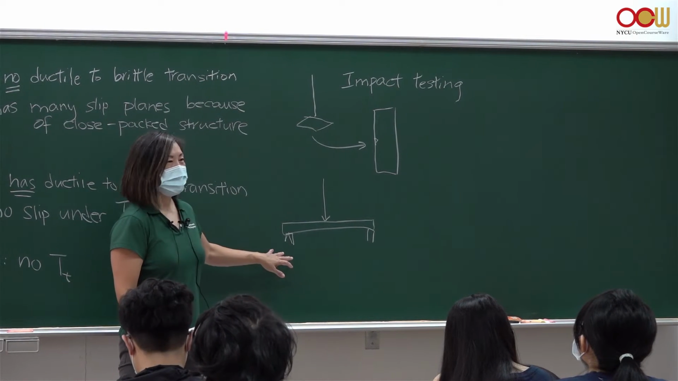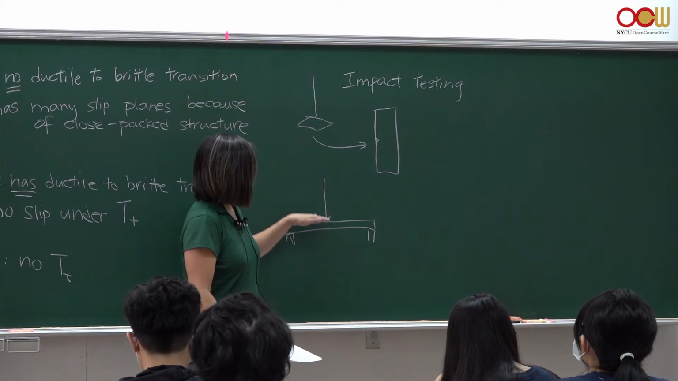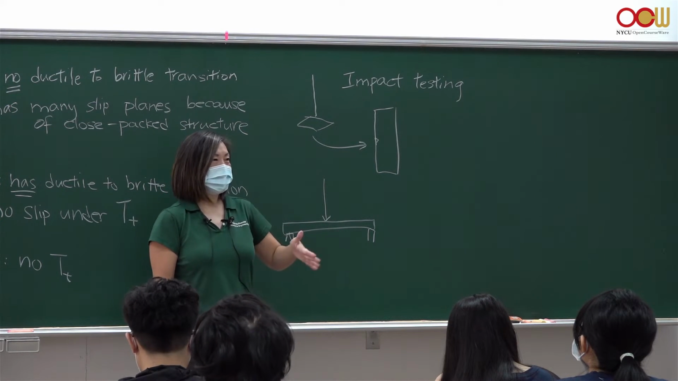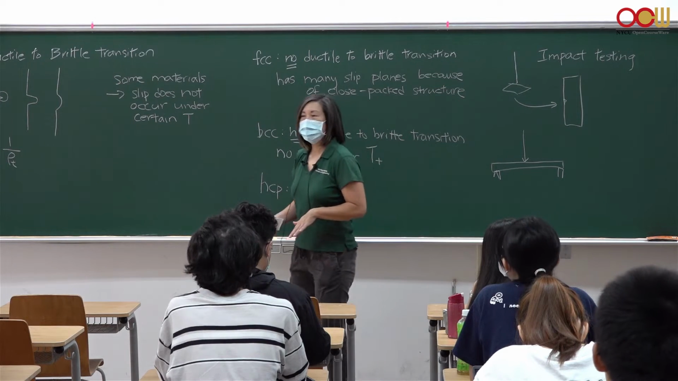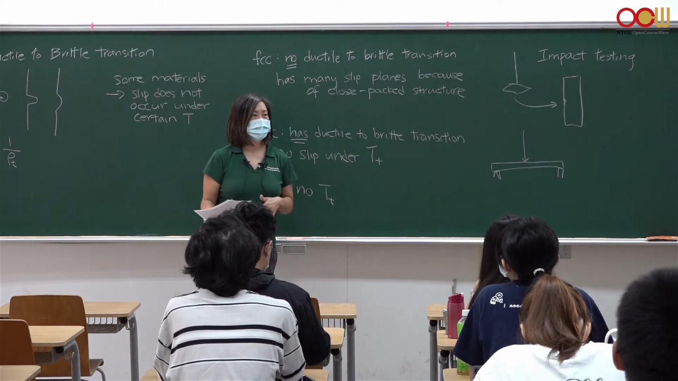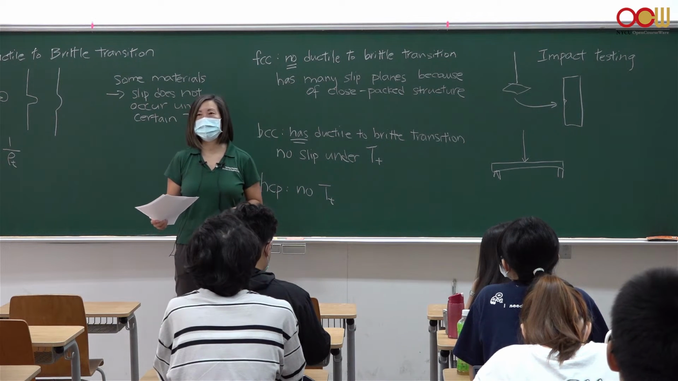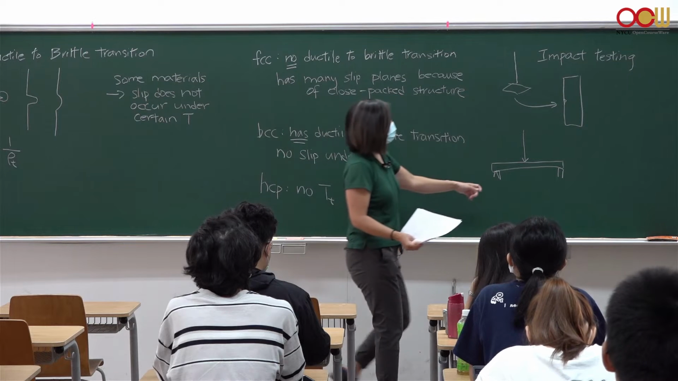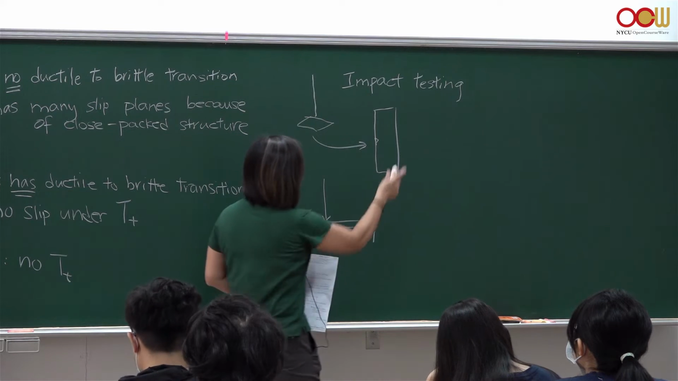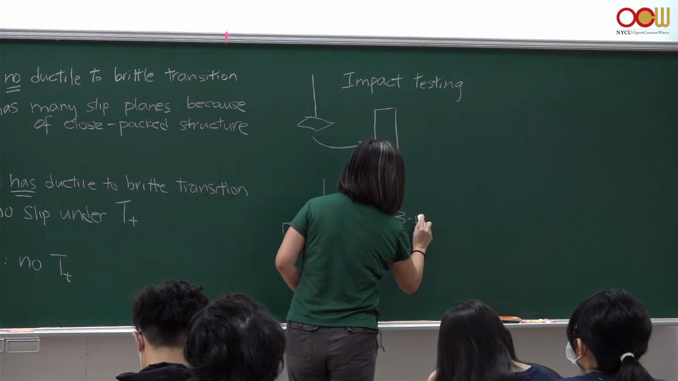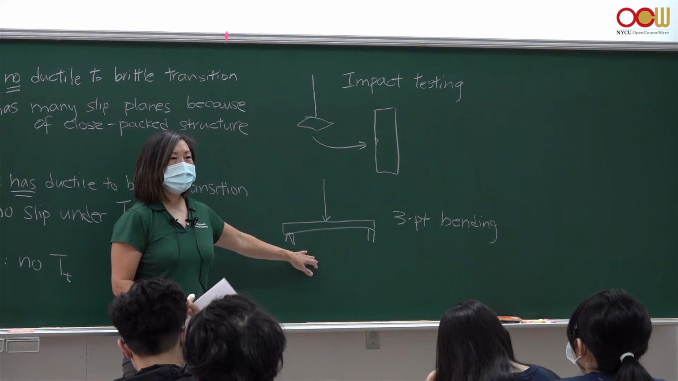So this is called a 3-point bending test, and you can see how much resistance to breaking there is also in that, right? You could continue to press it until it breaks. So this is impact testing, this is 3-point bending. So this is slow loading.